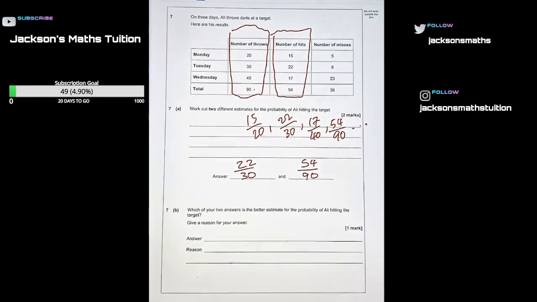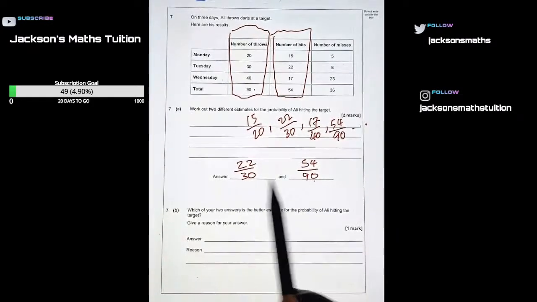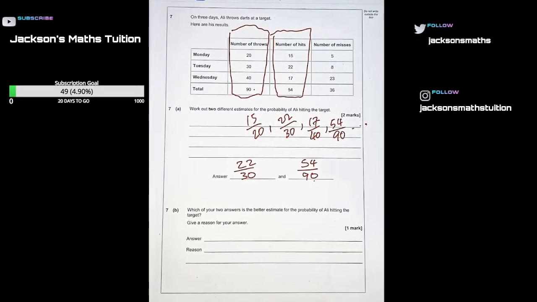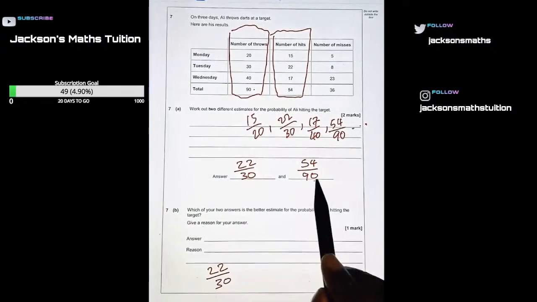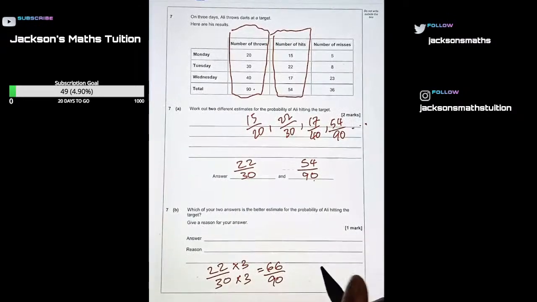Now, part B says, which of your answers is the better estimate for the probability? Because the two that I chose have different denominators, I'm going to have to make them a common denominator. So let's make the denominator the same. We have 22 over 30. I'm going to get that to be a denominator of 90, so I'm going to multiply the top and the bottom by 3. So that's going to be 66 over 90. And I'm comparing that with 54 over 90.